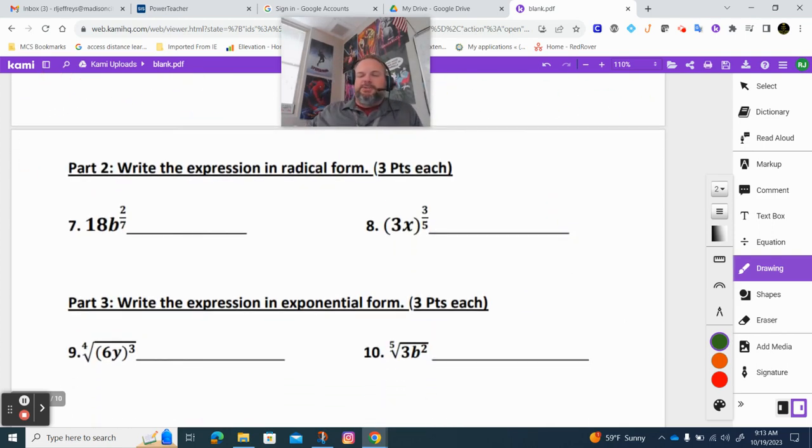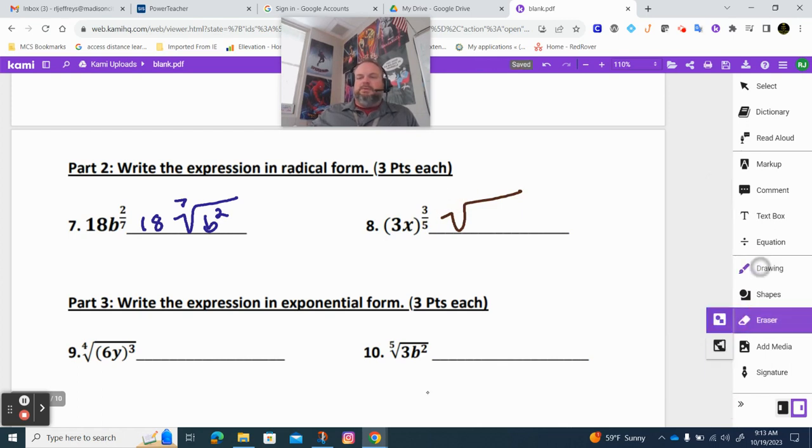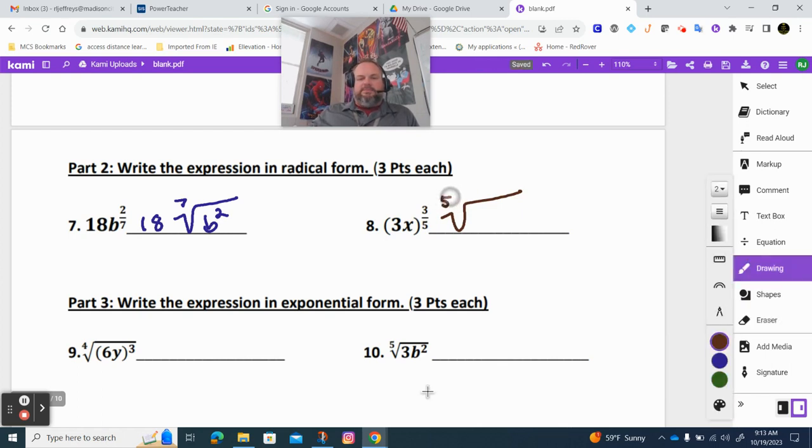Write each expression in radical form. So the only thing being raised to this exponent is the b. So the 18 sits outside. This is 7th root, b squared. All this is right here. So we have the 5th. Bad 5. Good 5.